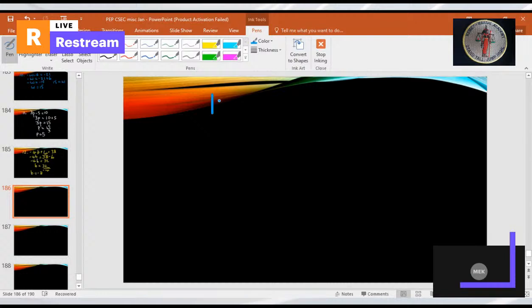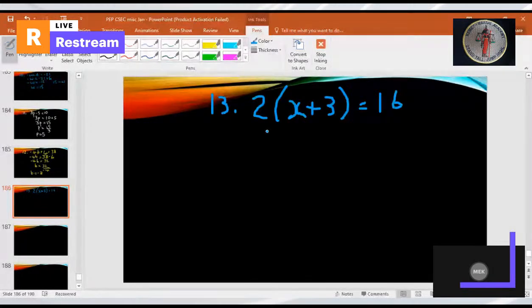Number 13. So 2(x plus 3). This one has a bracket. Throw in a little niceness there for you. That one has a bracket. We are going to expand the bracket first. The distributive law, let's expand the bracket. So 2 times x, that's 2x, and 2 times 3 is 6.